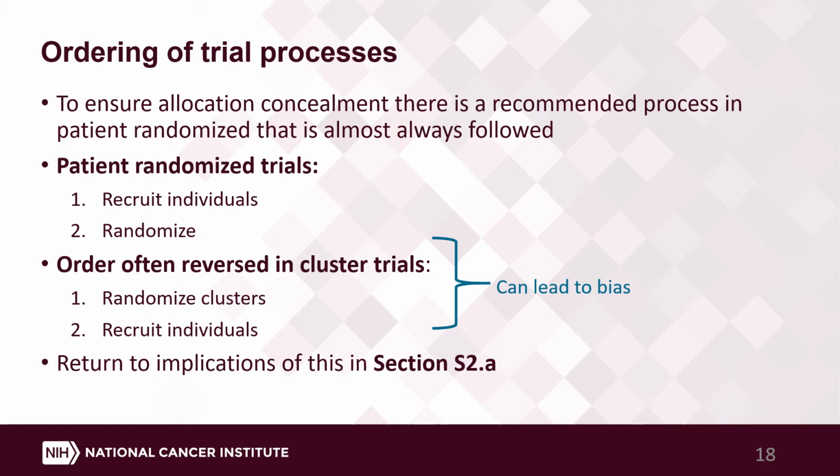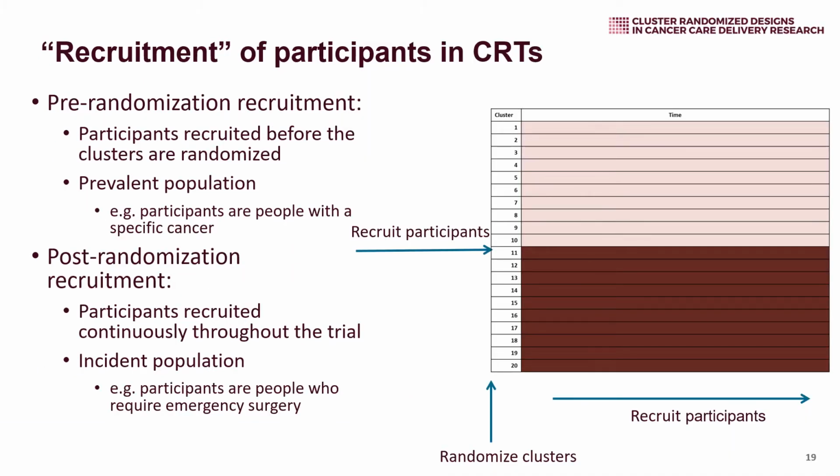Unfortunately, in cluster randomized trials, this ordering is often reversed. So what often happens is the clusters are randomized and then individuals are recruited. This can lead to bias. And we're going to return to the implications of this reversal of the ordering in another section. So let's think through why this can happen. So in a cluster randomized trial, we can typically divide these types of trials up into those that have what we might refer to as pre-randomization recruitment and those which we might refer to as having post-randomization recruitment.